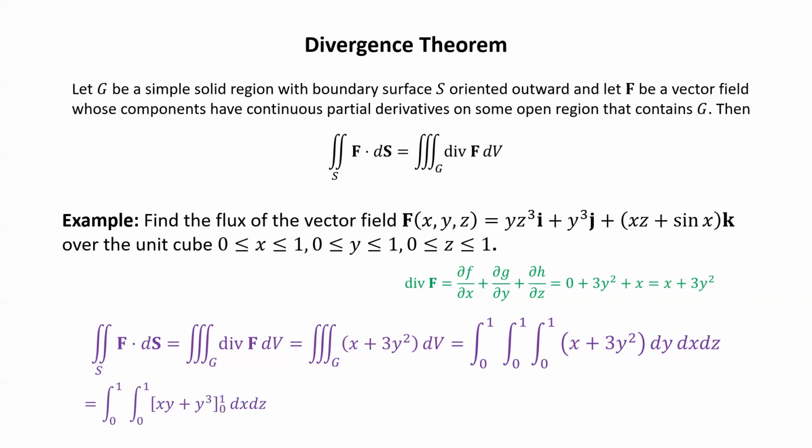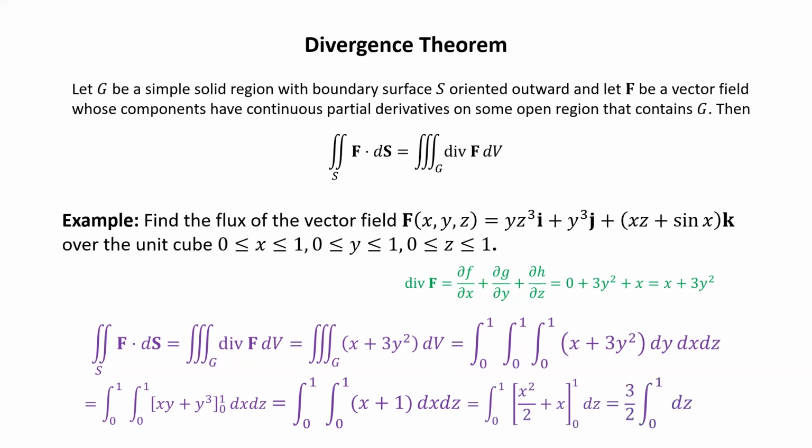So that becomes xy plus 3y cubed over 3, or xy plus y cubed from 0 to 1, which after plugging in the 1, we just get x plus 1. Now we do the x integral, and we get x squared over 2 plus x, again from 0 to 1. Plugging in the 1 gives us 1/2 plus 1, or 3/2. So we just get 3/2 times the integral from 0 to 1 dz, which is just 3/2.